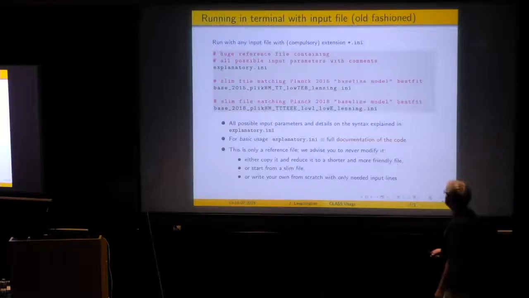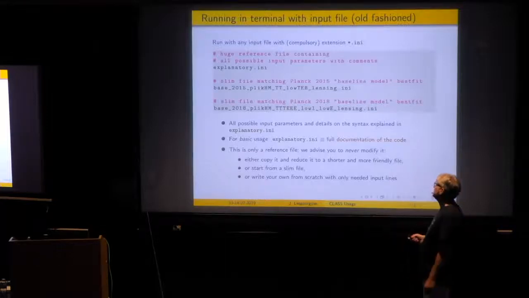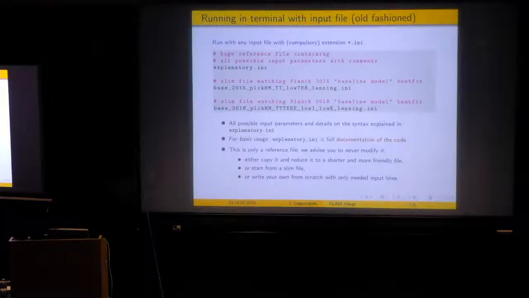And we provide with the public class several .ini files, and the first one is very special. It's huge. I don't know how many lines it has. Maybe you can count. I'm sure it's several hundreds, maybe a thousand. I don't know. You can tell me. Why is it so big? It's so big because it contains all the functionalities of class. So when we add a new parameter, a rule is that we must add it and describe it in explanatory.ini.